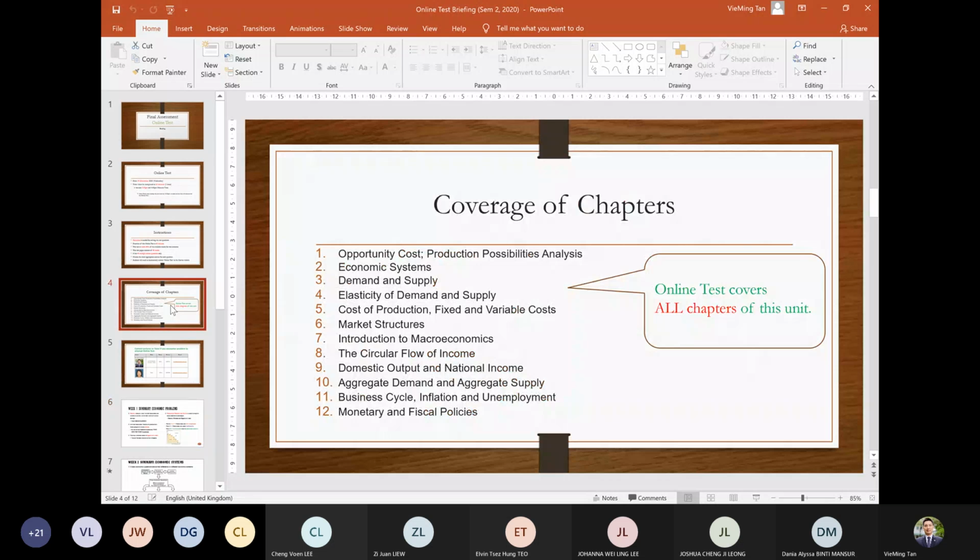So for chapter 1, you have to know what the 3 major economic problems are, right? So what is the reason we want to study economics? Can you recall? What is the reason for studying economics? What is the objective? Anybody? Can you recall? Why? This is because... Anybody?